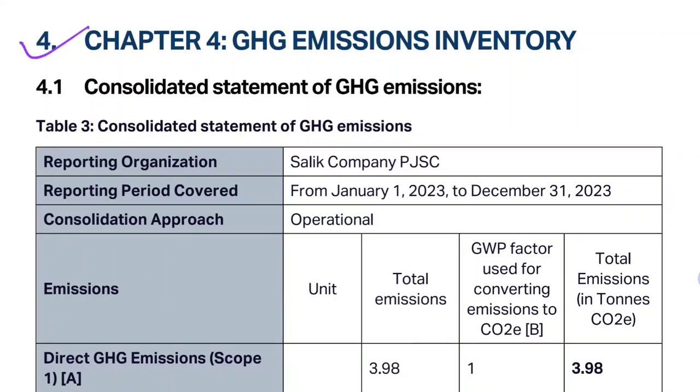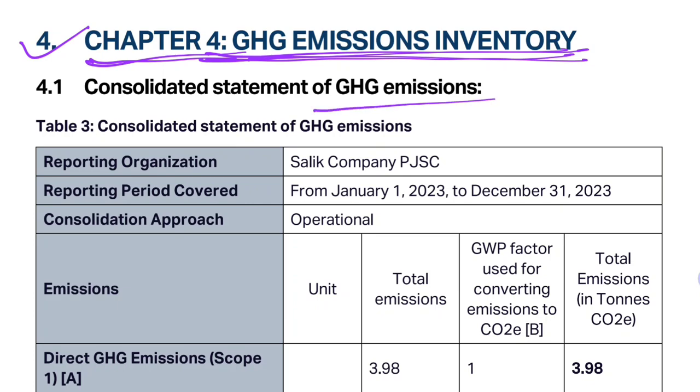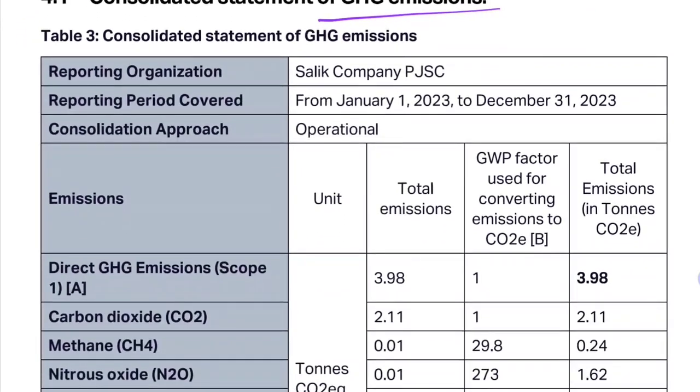So next chapter is chapter 4, GHG emission inventory for the company Salik in Dubai. We are discussing the case study, and this case study will be very useful for ESG learners, students, and sustainability learners also. So you see in 4.1, consolidated statement of GHG emissions. So what is written in the consolidated statement? This is the reporting organization, reporting period, operational consolidation approach actually.